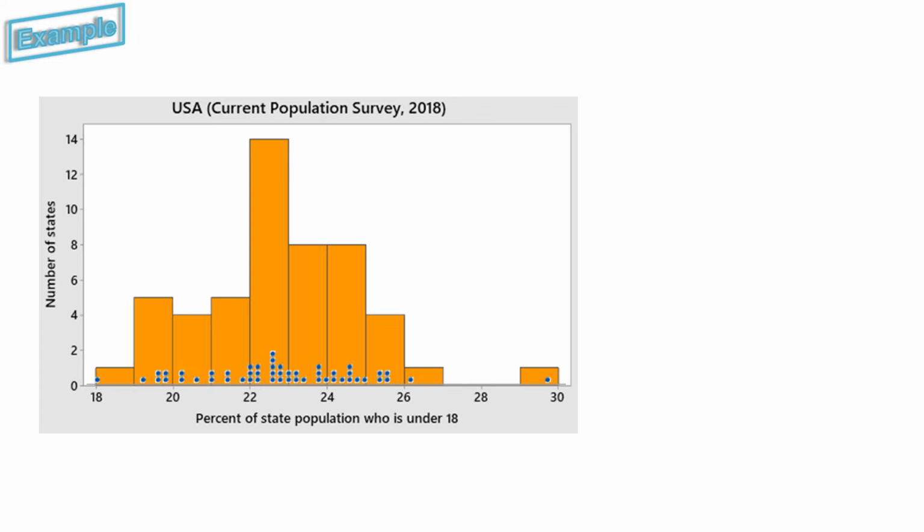The US Current Population Survey has data on the percent of the population in each state who is under the age of 18. The individuals here are the 50 states, and we have a quantitative measure for each one, the percent of their population who is under the age of 18. Therefore, we can plot this quantitative variable into a dot plot or a histogram, as shown here. The distribution is single-peaked, roughly symmetric, and has a clear outlier. That outlier is the state of Utah, with 29.8% of its population being under the age of 18.